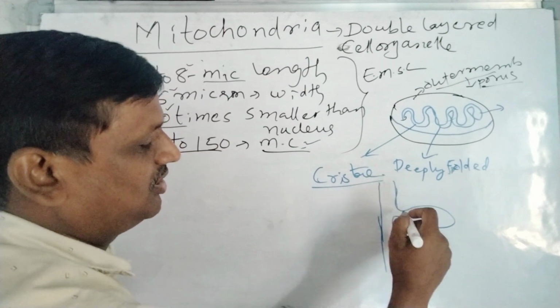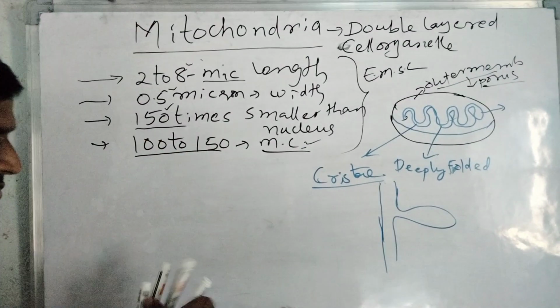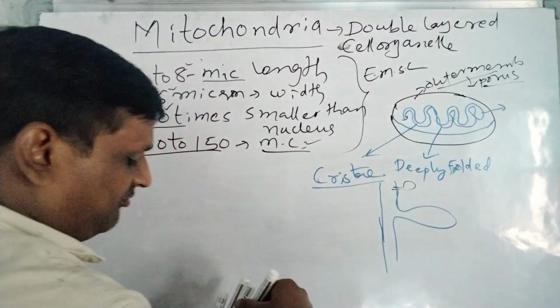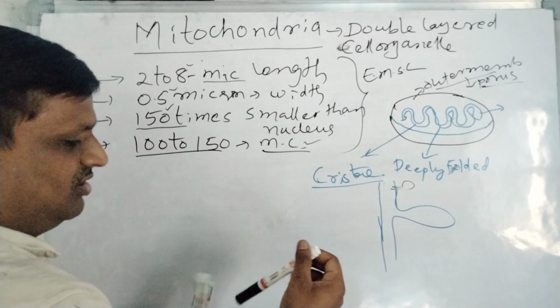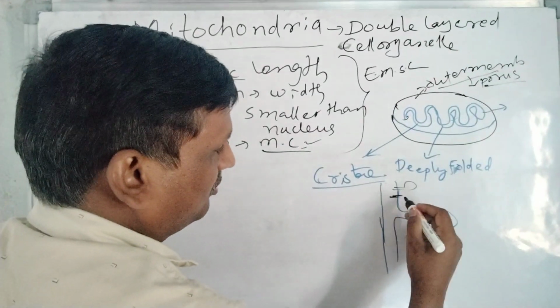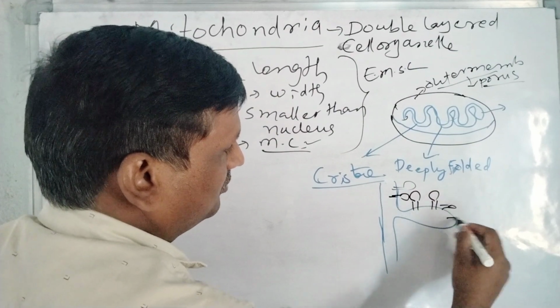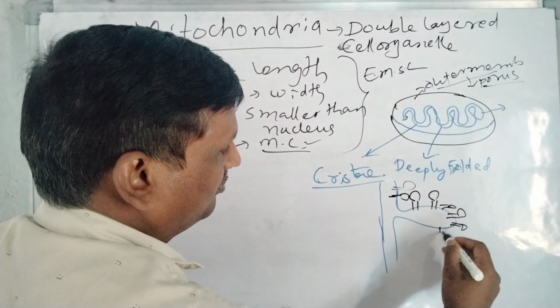Looking at the internal structure of the inner membrane, we can see some finger-like projections. These finger-like projections are called elementary particles.